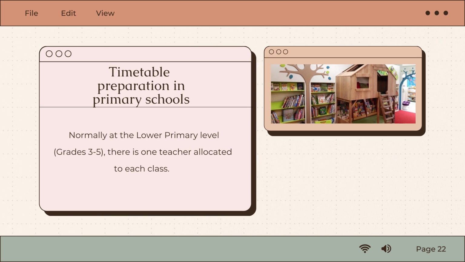So in timetable preparation in primary school, normally at the lower primary level, grades 3 to 5, there is one teacher allocated to each class. So ang teachers are expected to construct their own timetables for the class they teach. Since sila may magbuot sa time, sila gyud ang magbuhat ana nga timetable for their class.